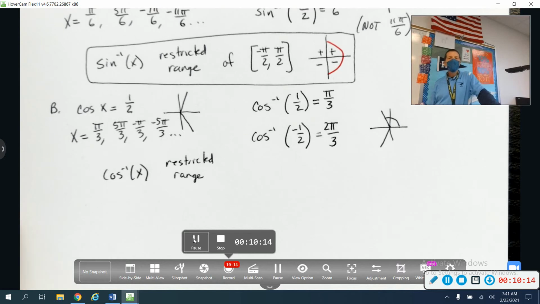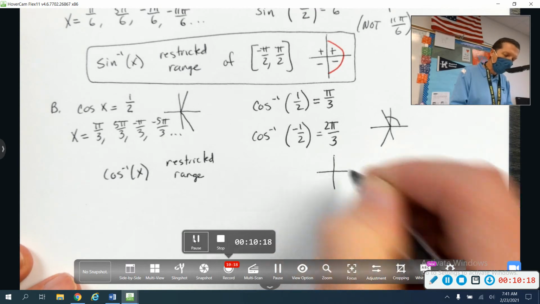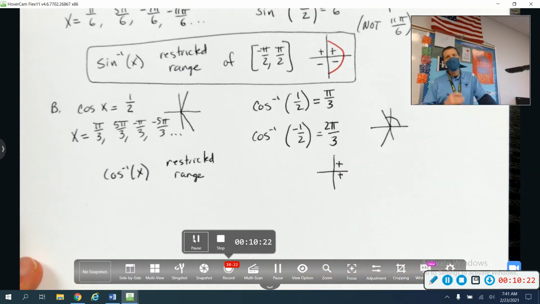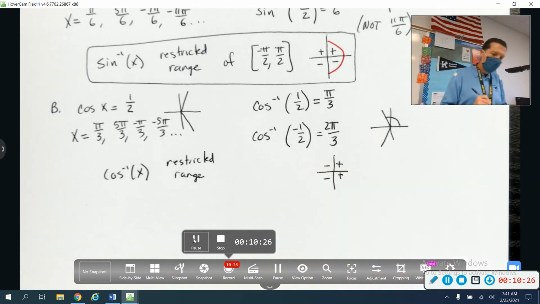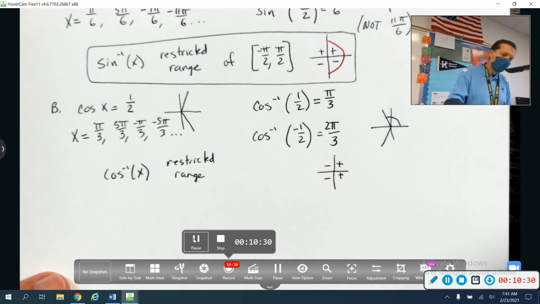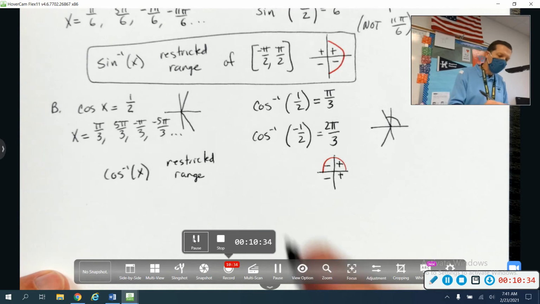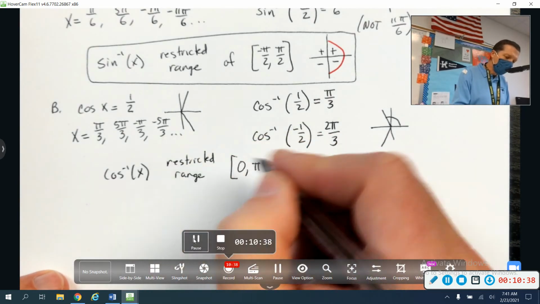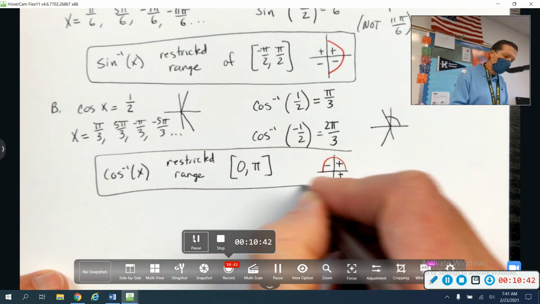So, cosine has a restricted range. Again, let's think about where it's positive. Cosine goes with x, so it's positive on the right, negative on the left. And so I need to include both positives and negatives. So for cosine I'll pull from the first or second quadrant. The answer to an inverse cosine is always going to be between 0 and pi.